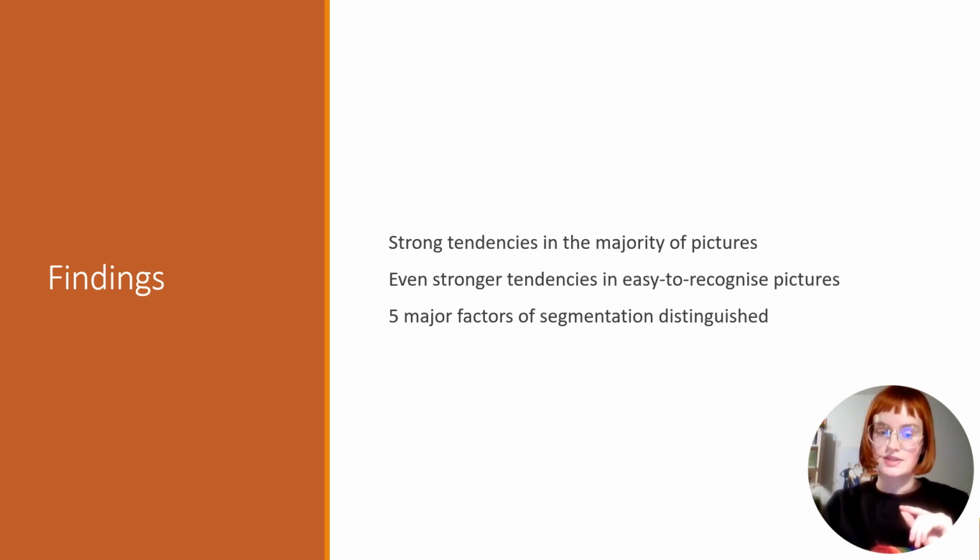These tendencies were even stronger in easy to recognize pictures than in the ones that were harder to recognize, so harder to name. And then they distinguished, based on the theories that they had introduced earlier, but also on the findings, 5 major factors of segmentation.